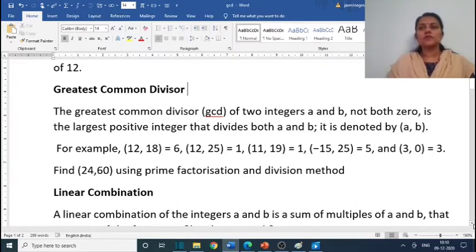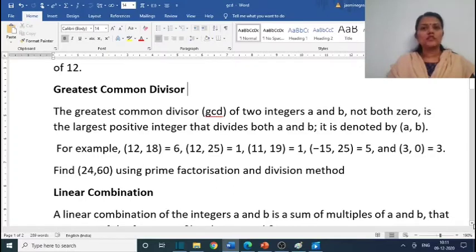12, 25, there is no common factor other than 1, so it's 1. 11, 19, GCD is 1. Minus 15, 25, the GCD should be positive, so the value is 5. And for the GCD of 30, here also 3, they should be positive.